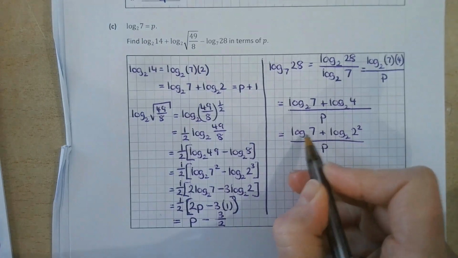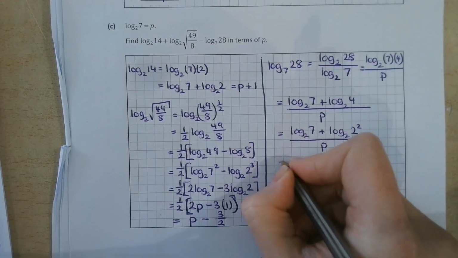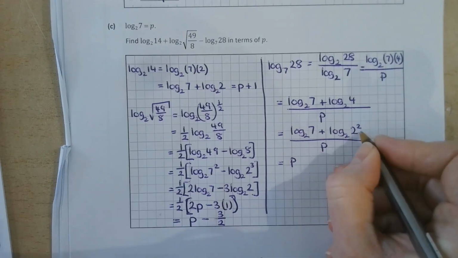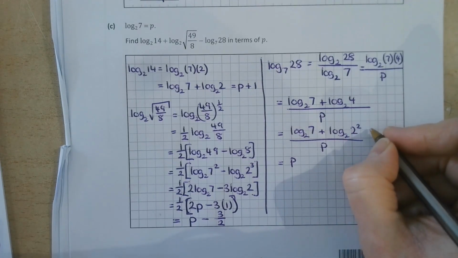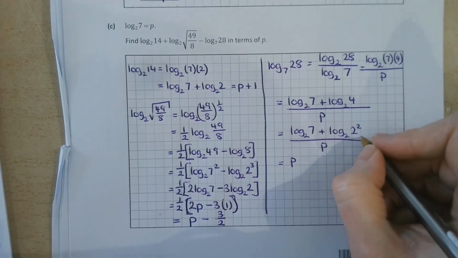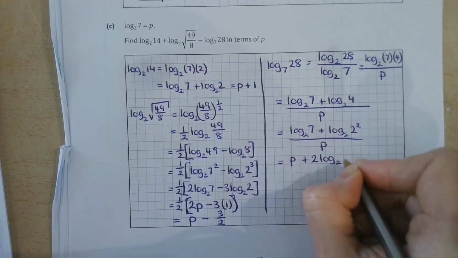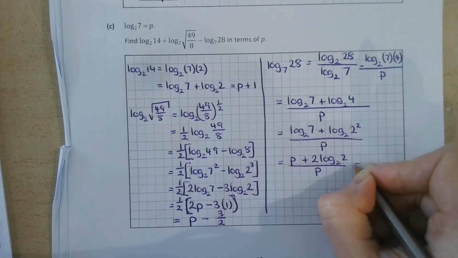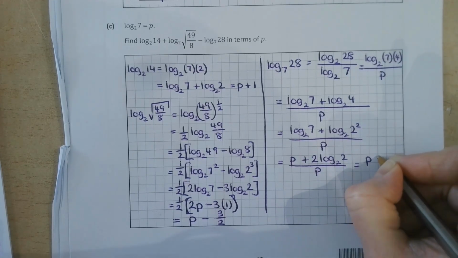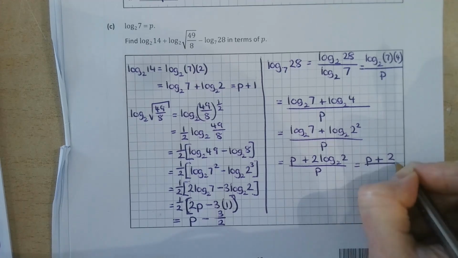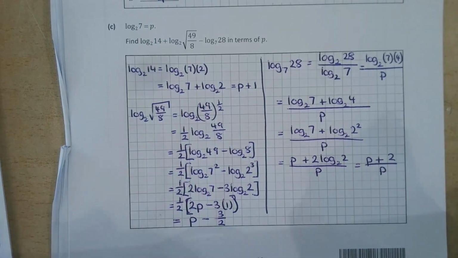Now obviously I could have changed this one already, but that term there will actually simplify to p. Log to the base 2 of 2 squared will bring down the 2. So we have 2 times log to the base 2 of 2 all over p, which simplifies to p plus 2 times 1, which is 2 over p. So that's our 3 terms in terms of p.